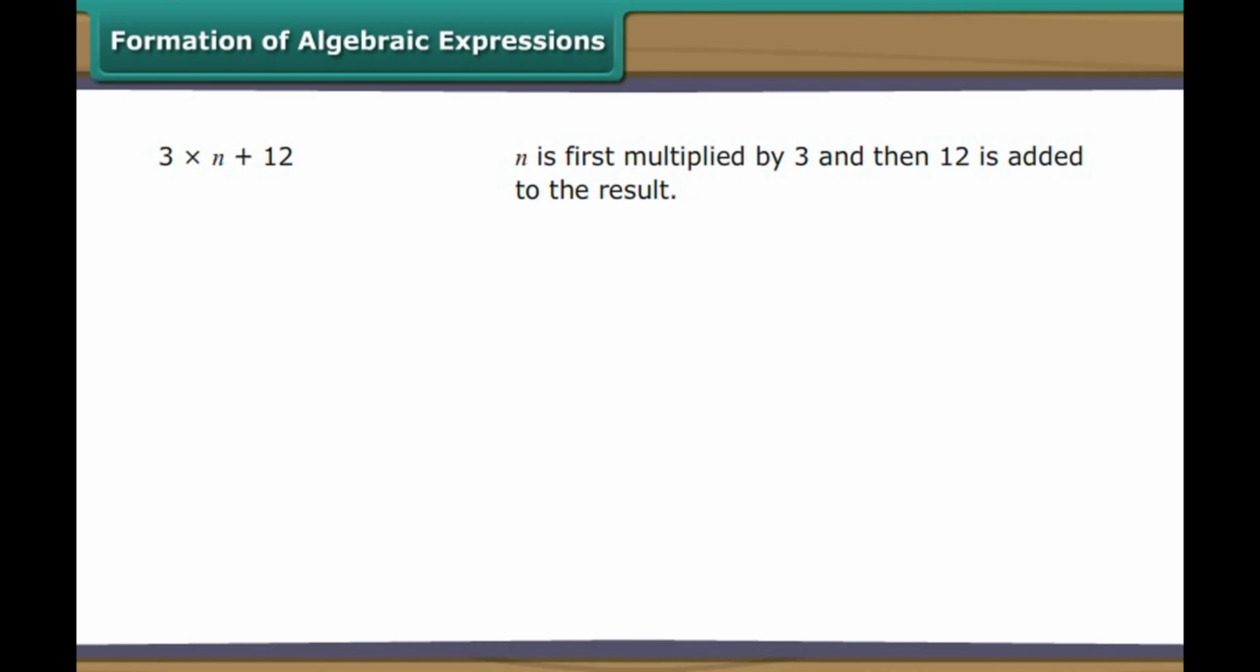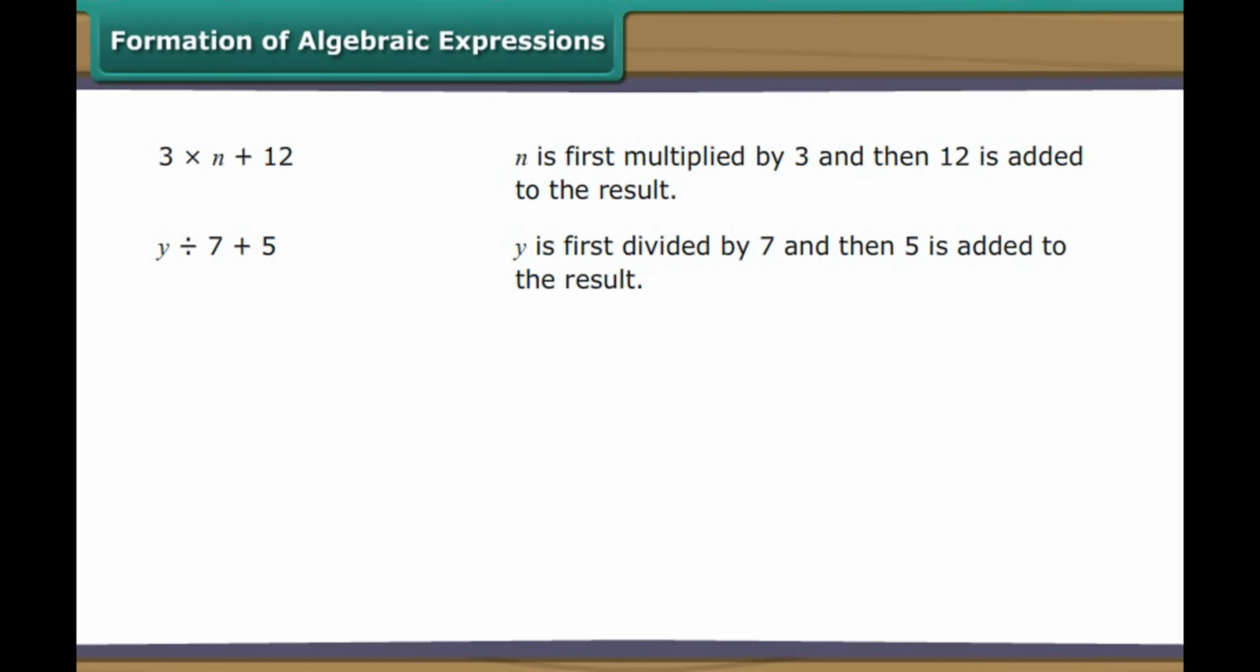Formation of algebraic expressions. Let us now take up some algebraic expressions and explain how they are formed. 3 into n plus 12: n is first multiplied by 3 and then 12 is added to the result. y divided by 7 plus 5: y is first divided by 7 and then 5 is added to the result.